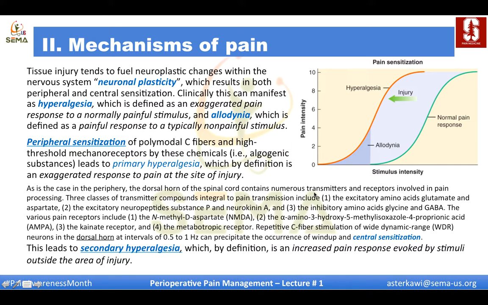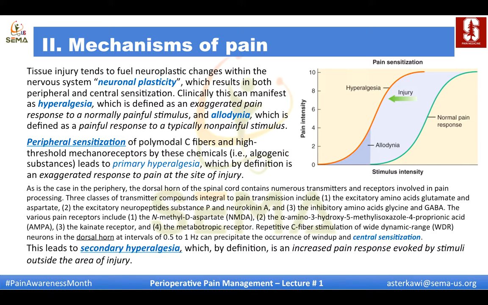We have two types of hyperalgesia. Primary hyperalgesia as a consequence of peripheral sensitization, and secondary hyperalgesia as a consequence of central sensitization. So peripheral sensitization of polymodal C fibers and high threshold mechanoreceptors by these chemicals that I showed you in the previous table leads to primary hyperalgesia, which is defined as an exaggerated response to pain at the site of injury.